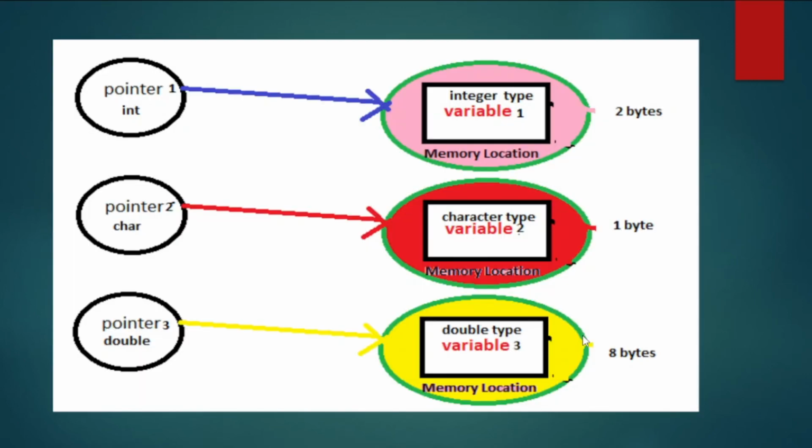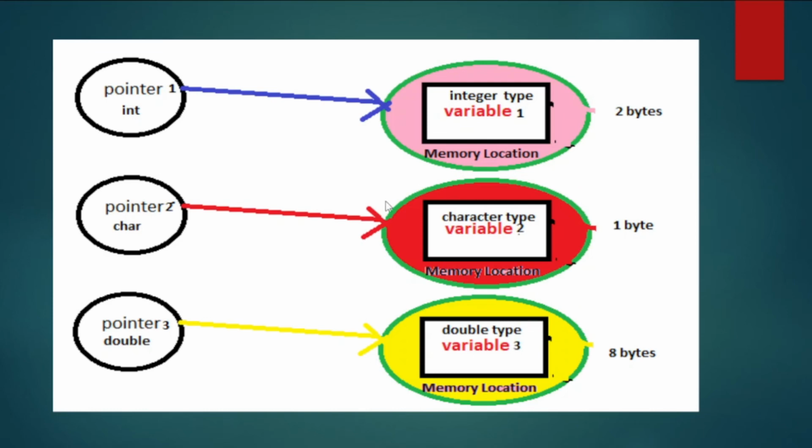Hope this is clear. Now let us see. Here we have pointer 1, pointer 2, pointer 3. I've shown in this picture that the first pointer is pointing towards the first variable. This variable is integer type, right? This is the memory location of that integer. So pointer 1 is pointing towards an integer type location. That's why its type is integer.